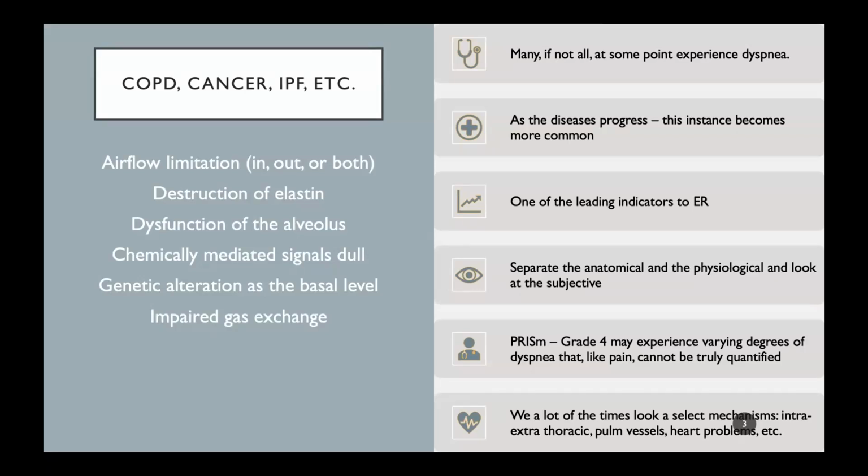And we can see this. The GOLD guideline has thrown around this PRISm. It's kind of like HFpEF, heart failure with preserved ejection fraction. So this is preserved ratio, impaired spirometry, PRISm, or grade 0, however you want to call it.